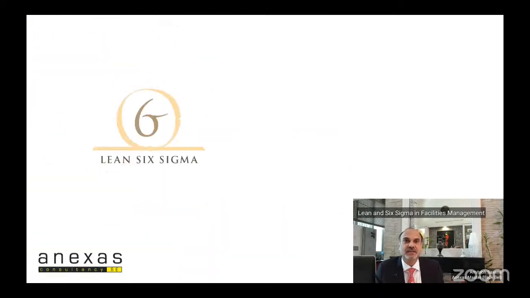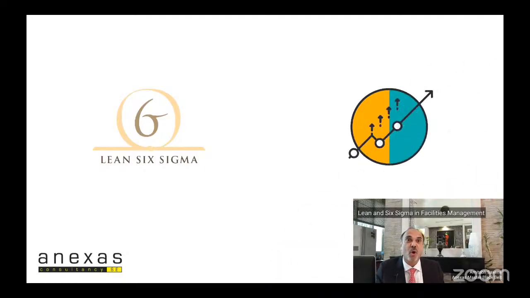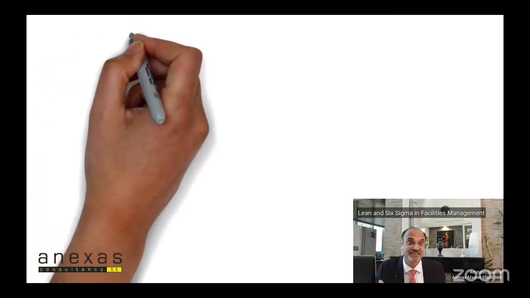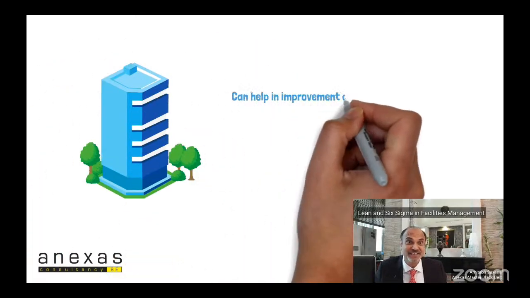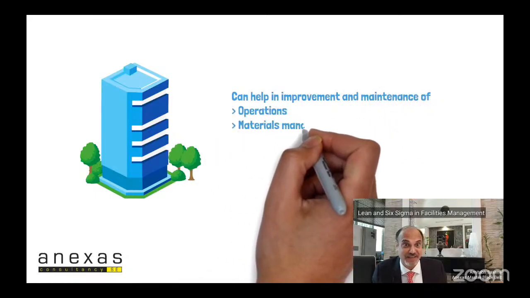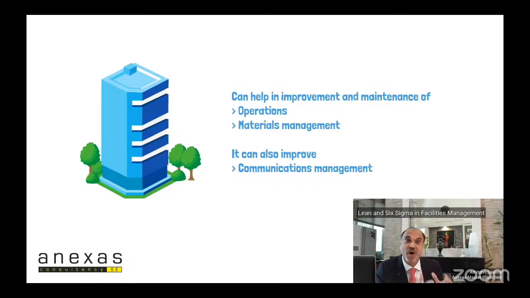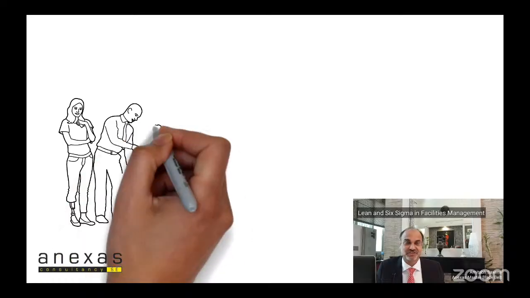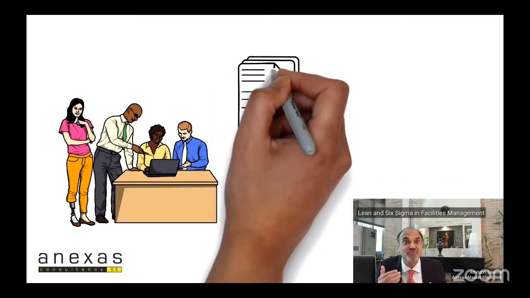Now, Lean Six Sigma can help you by identifying improvement areas in almost all the aspects of facilities management, like real estate and property management. You can help improve operations and maintenance, even materials management, and also you can improve your communications management as well. Now, how is it done? This is done by the employees of the organizations. They are trained as green belts and black belts, and then they are given improvement projects.